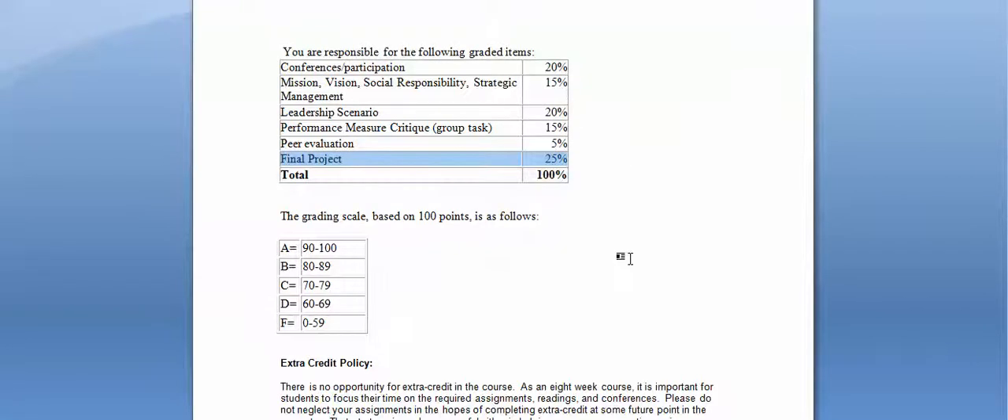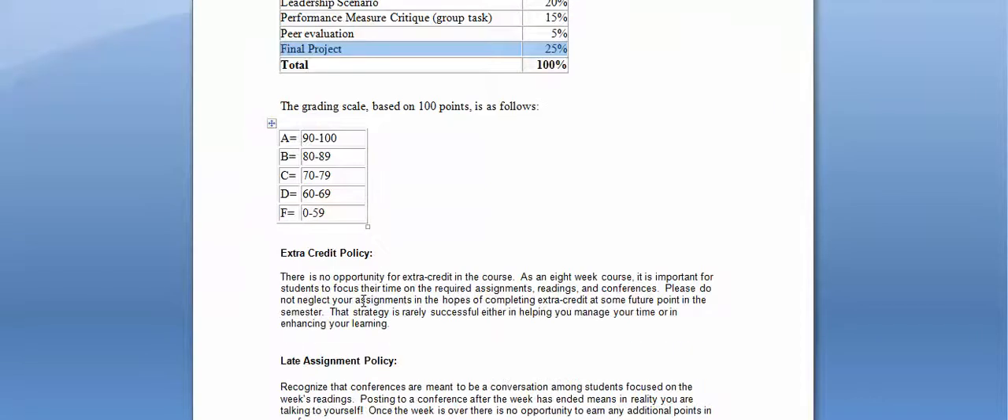The grading scale is the normal grading scale, A being 90 to 100, B being 80 to 89, C being 70 to 79, D being 60 to 69, and an F would be assigned to anyone who has less than a total of 59 points from all of the assignments.